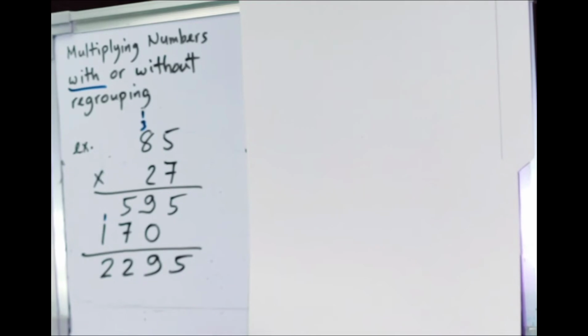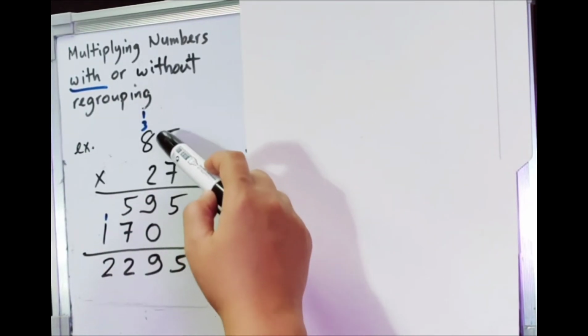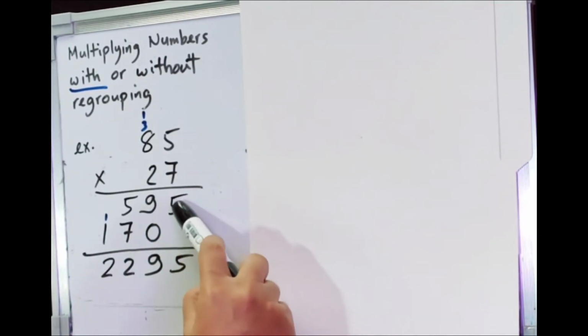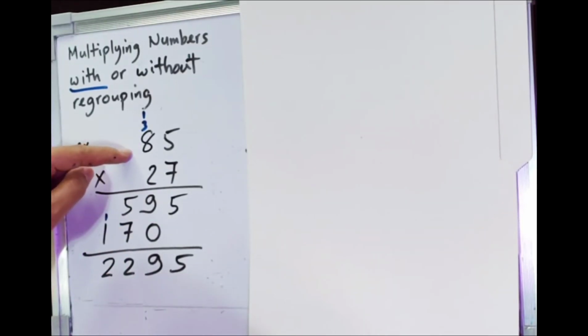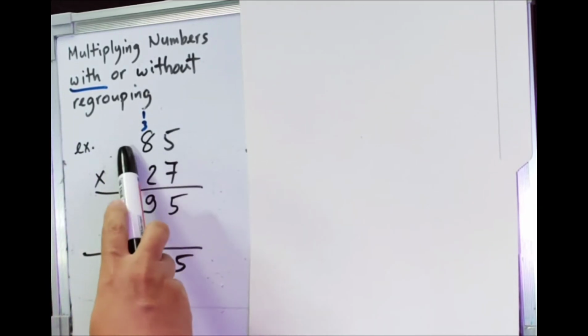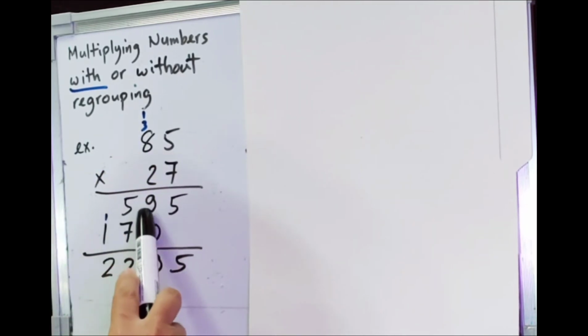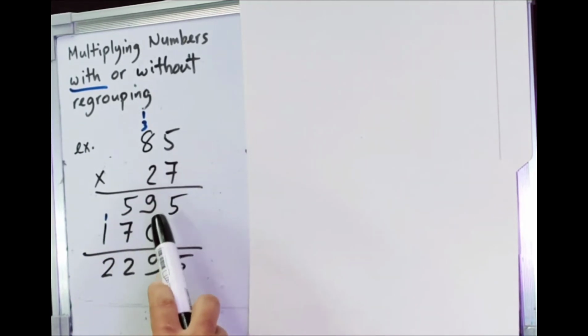Now we multiply a 2-digit number by another 2-digit number. So for instance, 85 by 27. So how do we do this? So we multiply the ones digit by the ones digit. So 7 times 5, that's 35. So we put 5 and carry over 3. So we put it above the tens digit 8. Then next is to multiply 7 and 8. That's 56. And we add the 3. That's why we have 59. So you may consider this as your first partial product, 595.